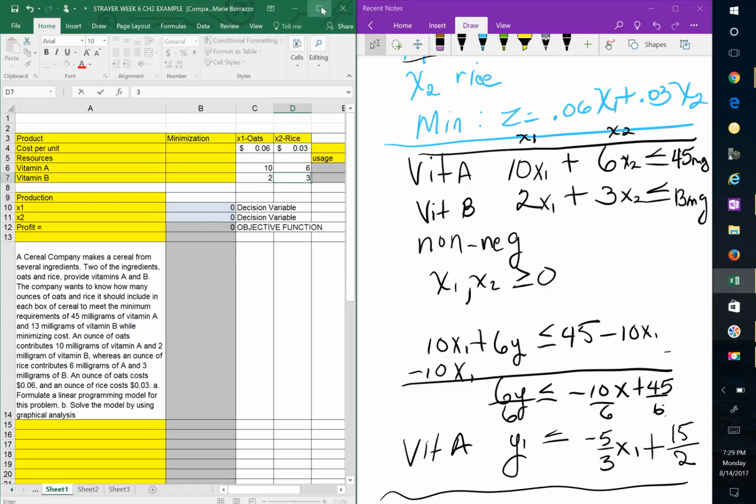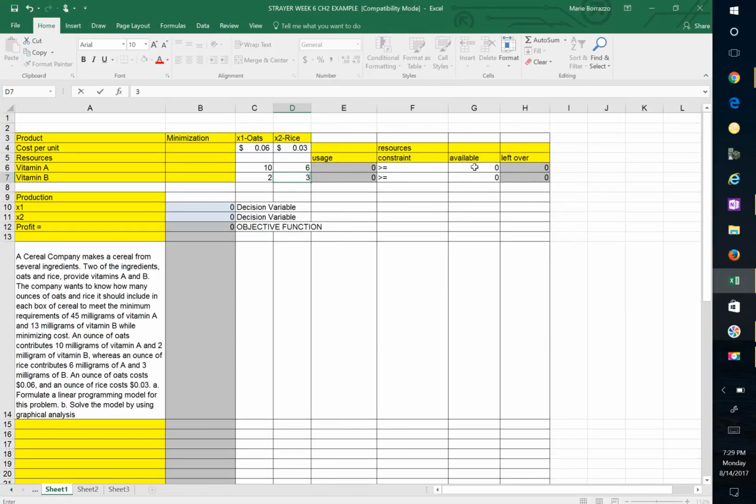Further, you're going to look at this constraint, and we're looking at what's available. Now, if you recall in the question, we had 45 milligrams available of vitamin A, so we're going to meet this minimum requirement, and 13 of vitamin B. The other setup involves the objective function, decision variables, and the constraints. So what you're going to notice is in blue, and I'm leaving you this template. Remember, x1 is our oats, so we're going to put oats here. And then x2, we're going to put in our rice.